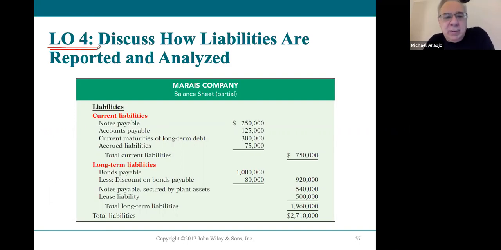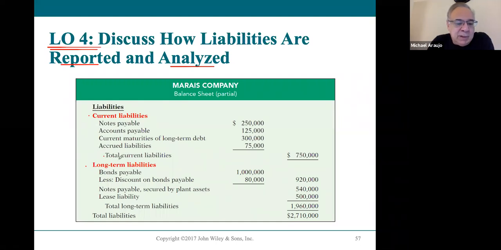How they are reported on the balance sheet and how they're analyzed is the last thing that you're going to need to know about this chapter. Okay, so here's a company with a partial balance sheet showing that, again, liabilities are classified as either current or long-term, as you learned this way back in chapter 2, right? Classified balance sheet. And then there's usually a pecking order. Notes payable are almost, in every company I've ever seen, listed first as a current liability before accounts payable. And then all the other payables are listed accordingly.